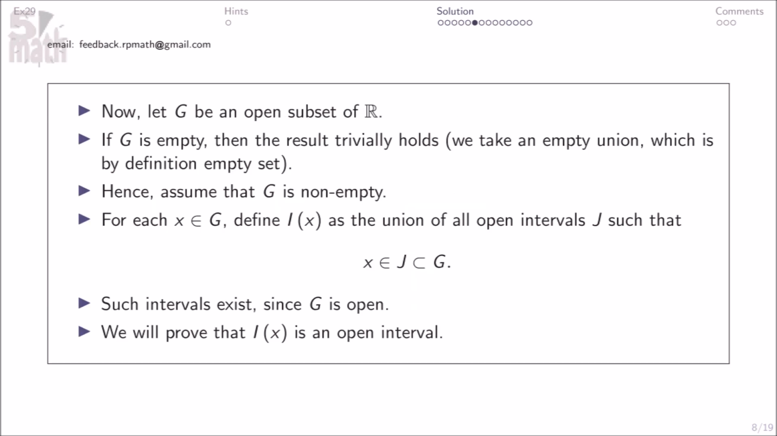Now, let G be an open subset of R. If G is empty, then the result trivially holds. We take an empty union, which is by definition the empty set. Hence, assume that G is non-empty. For each x in G, define I of x as the union of open intervals J such that x element of J subset G. Such intervals exist since G is open. We will prove that I of x is an open interval.